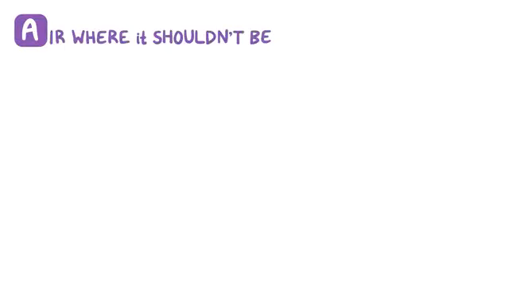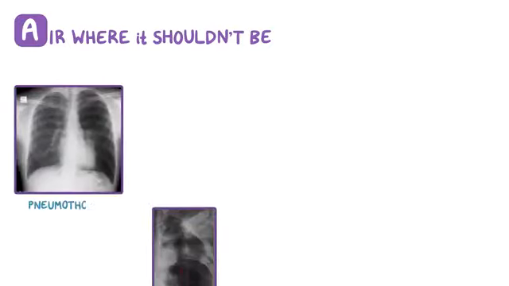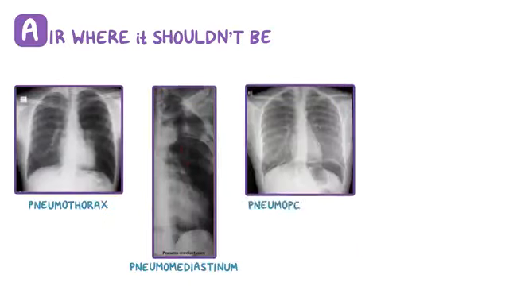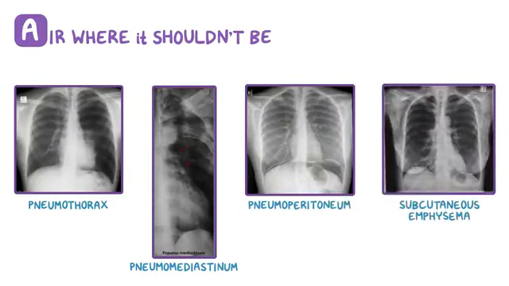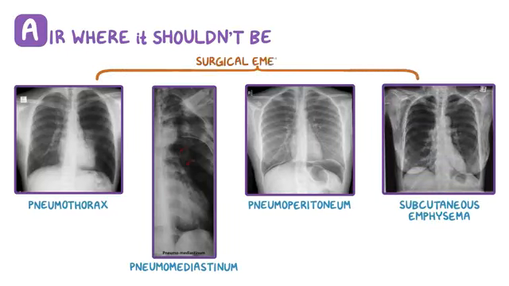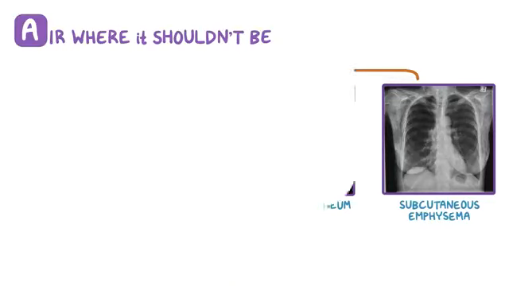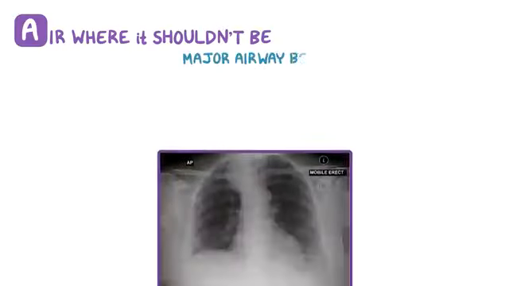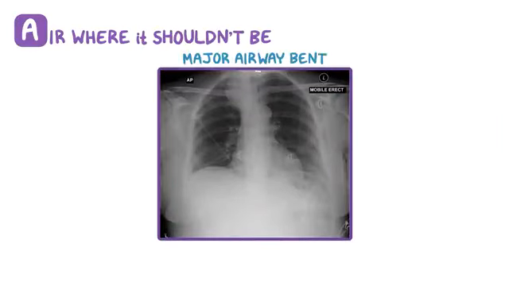A also reminds us to make sure there isn't air where it shouldn't be. Finding air where it should not be, or more commonly, ruling it out, remains one of the most important uses of medical X-rays. Diagnoses like pneumothorax, pneumomediastinum, pneumoperitoneum, and subcutaneous emphysema are all examples of air where it shouldn't be. All of these are surgical emergencies and can be diagnosed by a simple chest X-ray. Finally, if the major airways, like the trachea, are bent or deviated, another example of air where it shouldn't be, it may signal an underlying mass.